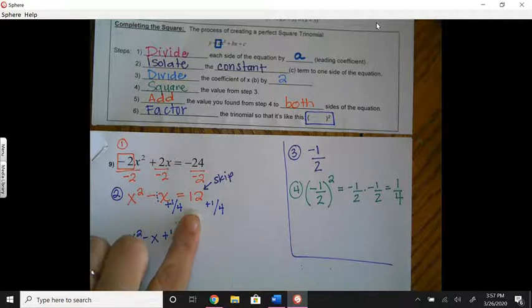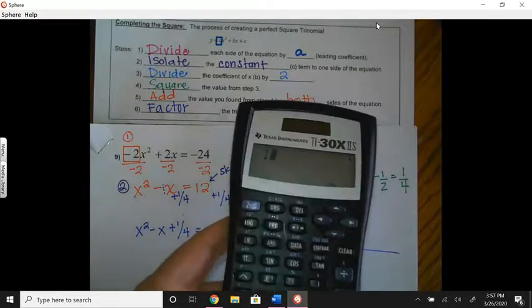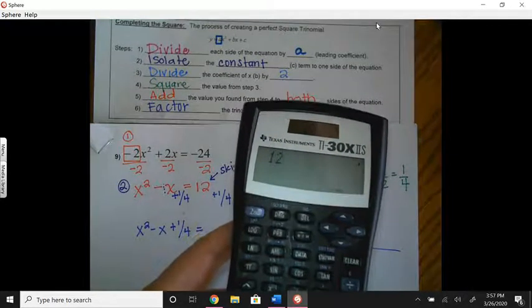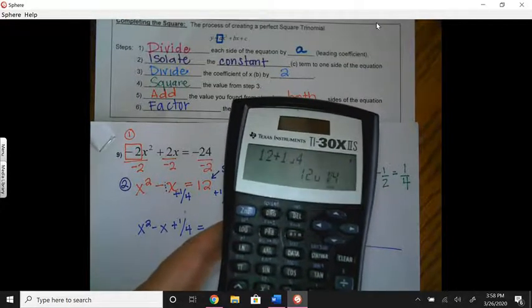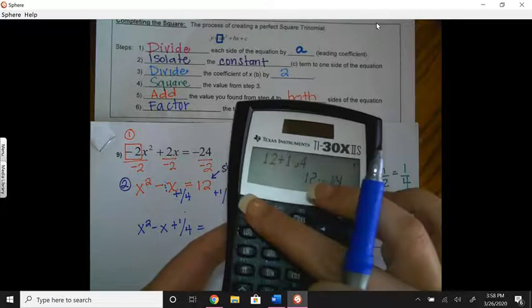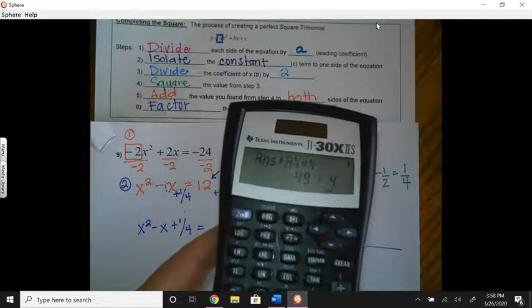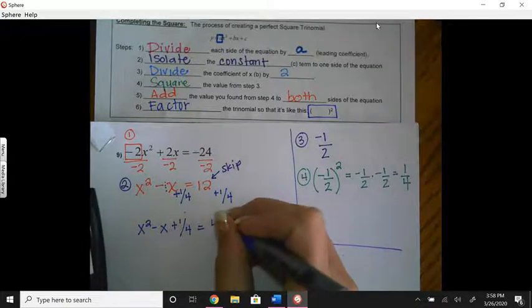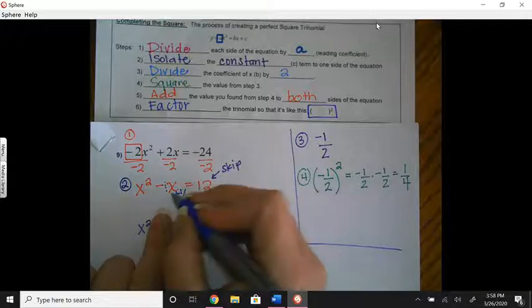So we have to do 12 plus 1/4. If we were doing that without a calculator, we'd have to find a common denominator. So I'm going to use the calculator to go faster. 12 plus 1/4. Okay, it's 12 and 1/4. I prefer improper. I'm going to change it to improper. So 49/4. Okay, so this was step 5.